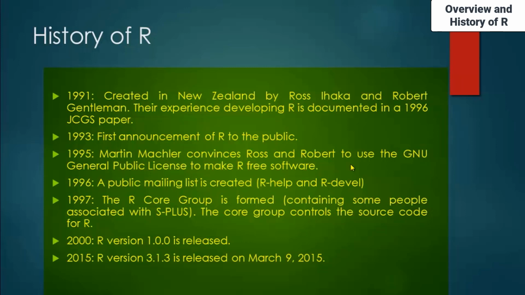In 1997, the R core group was formed, containing some of the people most associated with S-Plus. S-Plus, as I discussed earlier, was formed with most of the GUIs created on the base programming S. These people joined the R core group as well. They control the source code for R. Even though it is free software, the source code is not open to everyone, and this will be used only by the core group. R version 1.0.0 was released in 2000, and the latest version 3.1.3 was released March 9th, 2015. The next version is expected in April 2015.